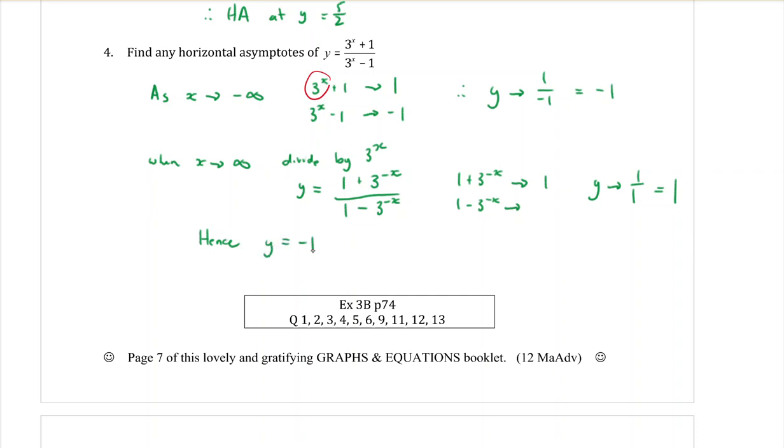So, y equals negative 1 is a horizontal asymptote on the left, and y equals a positive 1 is a horizontal asymptote on the right. And I drew that because I know that's hard to visualize. I put that in Desmos as well.